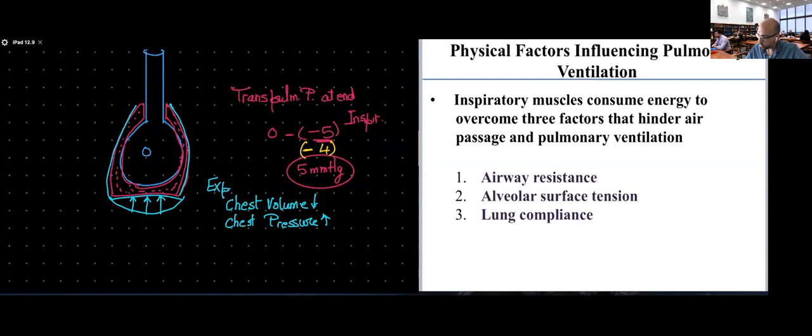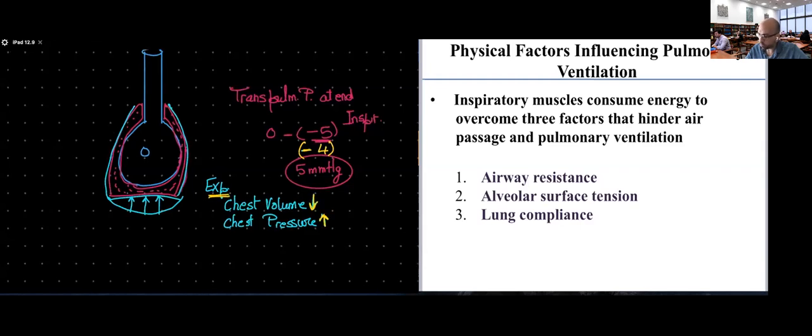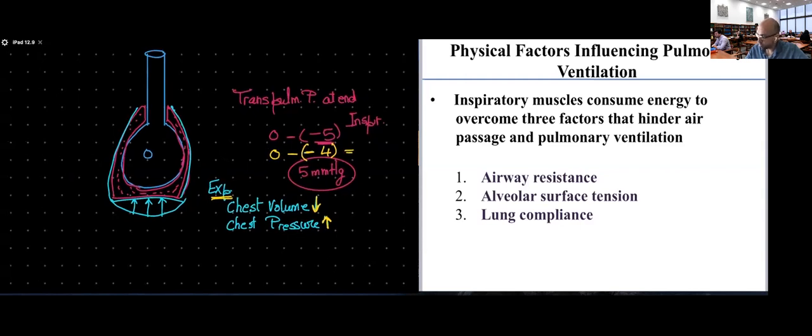So during expiration, what happens? The chest volume decreases, its pressure goes up to -4. So now the effective pressure that keeps my lungs inflated is going to be 4 millimeter mercury instead of, at the end of inspiration, 5. So the effective pressure that keeps the lungs expanded has been reduced. So I did drop this pressure that keeps my lungs inflated.